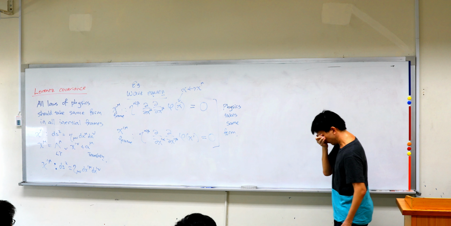That's how you guarantee that your laws of physics are Lorentz covariant. In other words, if you know the law in one frame, then through the Lorentz transformation, you can actually work out the laws of physics in any other frame, right? In such a way that it will guarantee the Lorentz covariance.